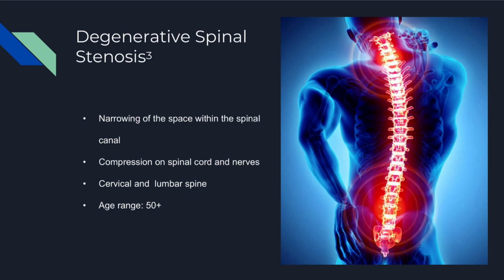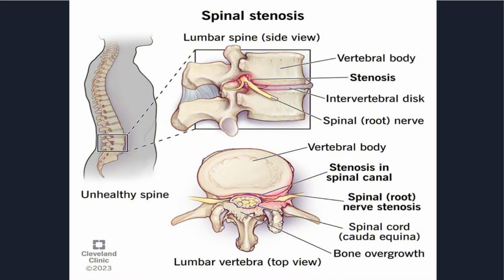So this is just a depiction of the lumbar spine, and we can see that there is a narrowing of the joint space, which is causing compression on the spinal nerve and the spinal canal.